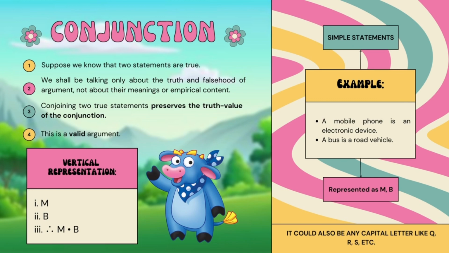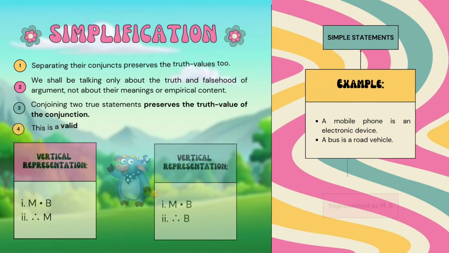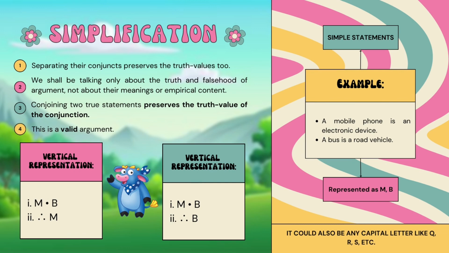The structure of the argument is depicted as: first premise is M, the second premise is B, therefore M and B. Now, if conjoining two true statements preserves the truth value of a conjunction, separating their conjuncts preserves the truth values too. Thus, first premise is M and B, conclusion is therefore M, or first premise is M and B, and the conclusion is therefore B. Thus, from a conjunction M and B, you can separate any of the conjuncts, either M or B. Consequently, all argument structures like the one presented are valid. This valid argument structure is called simplification.